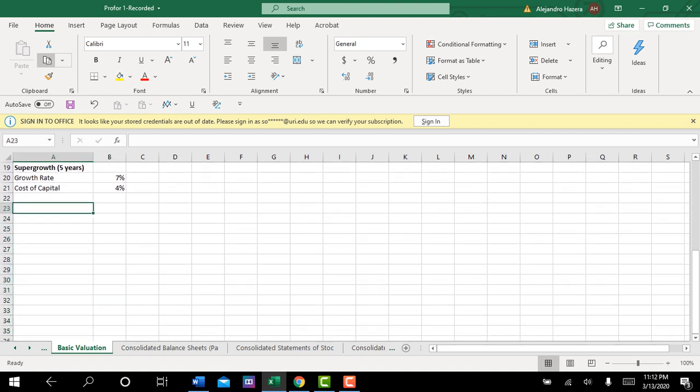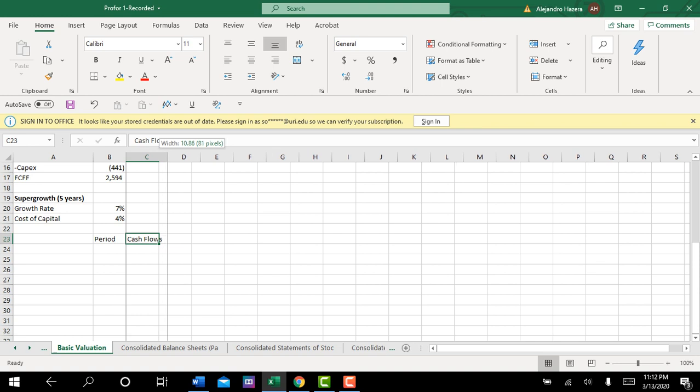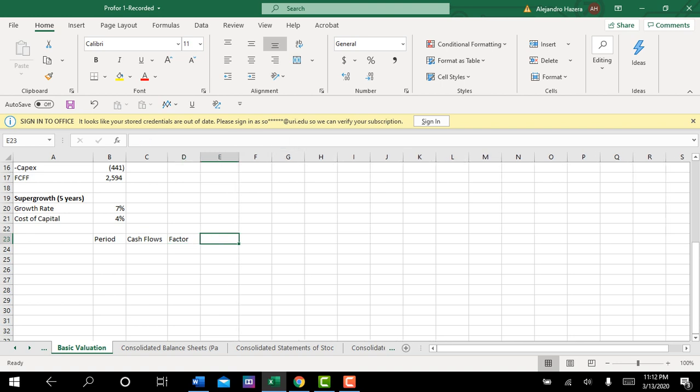Now we can go down here. Our super growth phase, based on free cash flows of 2.6 billion more or less, is going to be 5 years. The first thing I'm going to do is label my 4 columns. The columns are the period, which is basically the year, then the cash flows, before discounting, then the factor, which is our discount factor, and finally the present value, PV, what it is worth today.